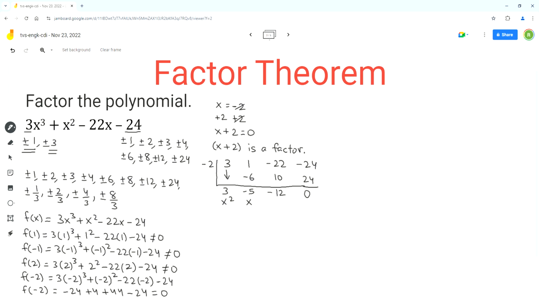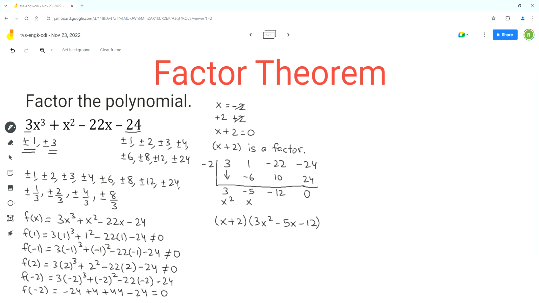Now we can write the factored form of the polynomial. We start with the first factor, and now we can write the quotient. Next we have to factor this quotient expression. This is a complex trinomial. We can use decomposition method or crisscross method to factor this complex trinomial. I will use the decomposition method.